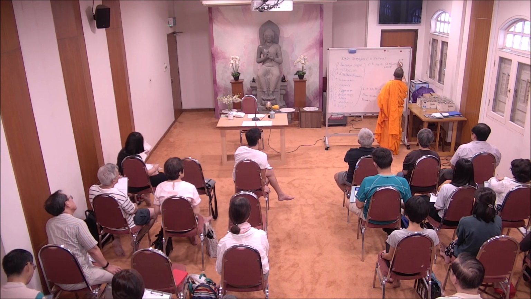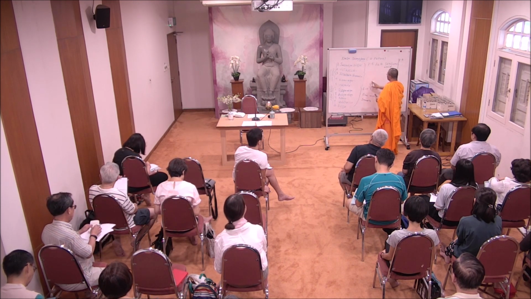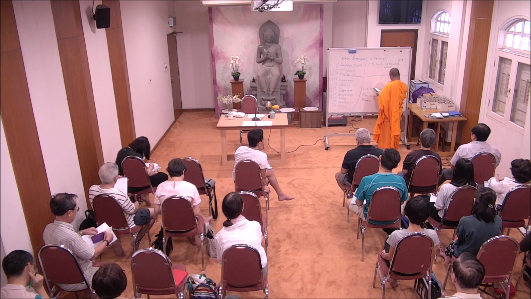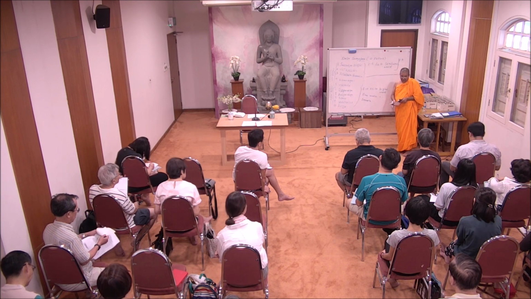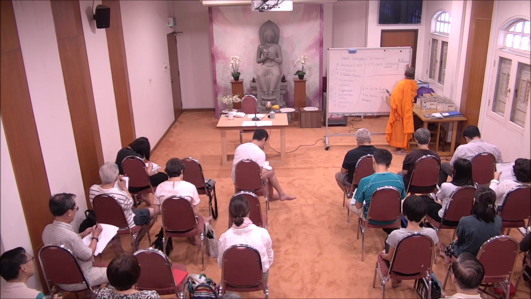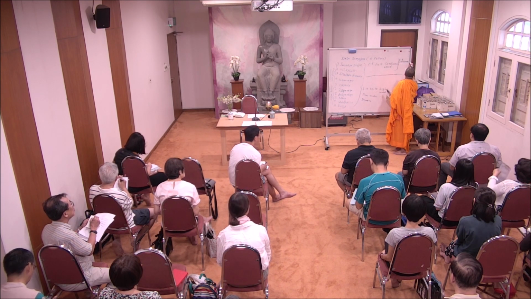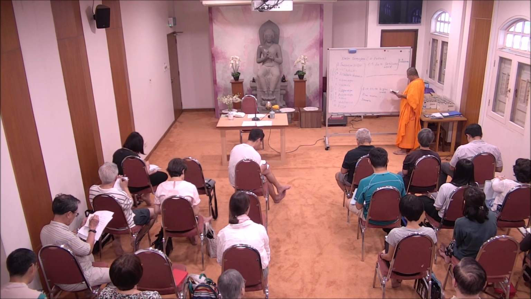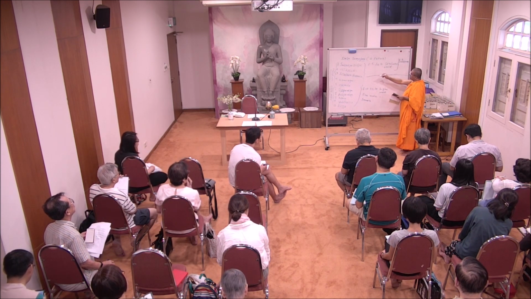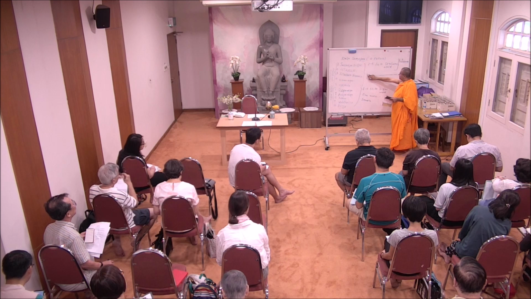One, two, three. The stream winner or stream enterer, the Sotapanna, is now free from these three: Sakkaya Ditthi, Vicikiccha and Silabbata Paramasa. So the stream winner or stream enterer is free from these three.